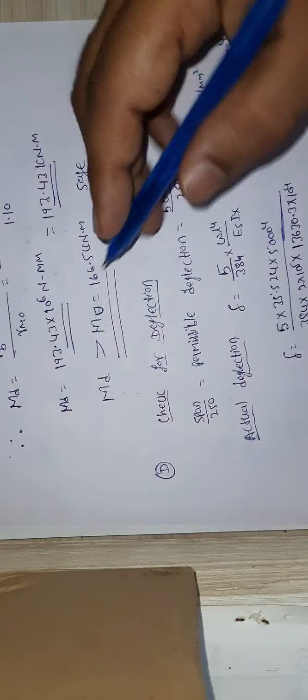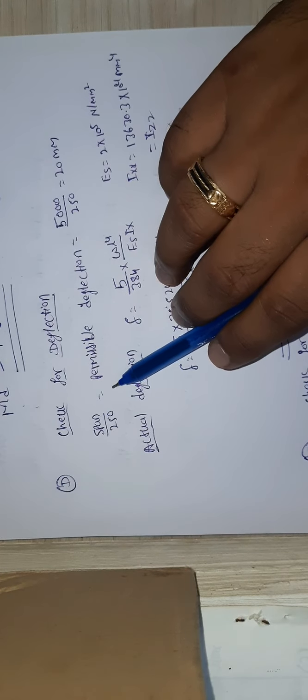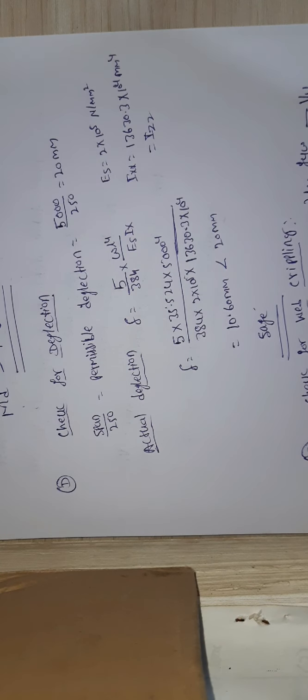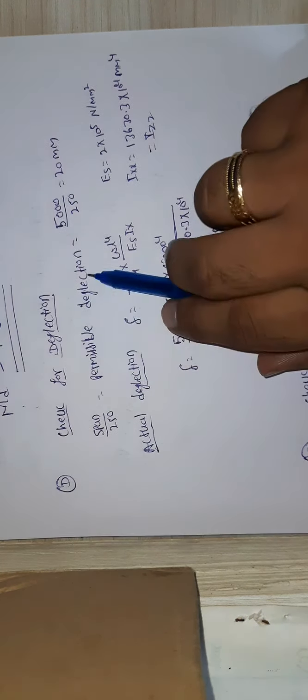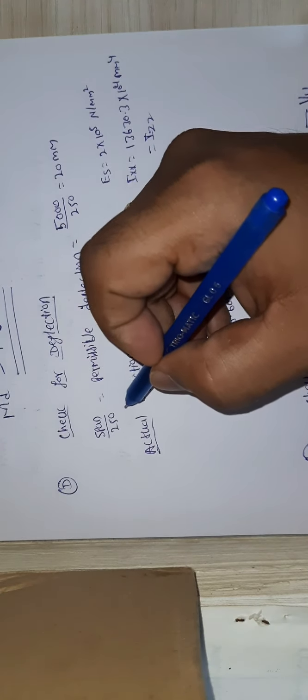Next, check for the deflections. What is the permissible deflection limit? Permissible deflection limit will be span by 250. You can check here, span by 250. Then what is the actual deflection? It is a beam subjected to UDL. You can check, it's a beam subjected to UDL. Then what is the actual deflection?